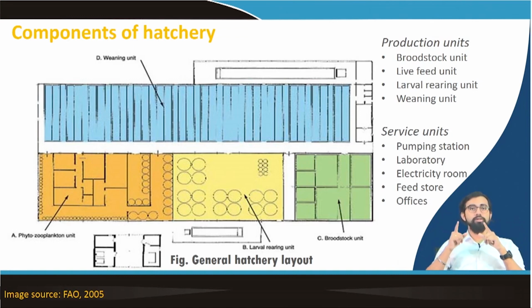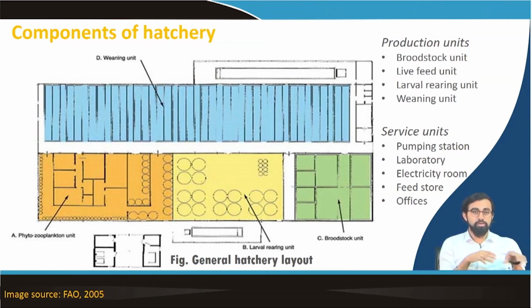What are the service units that it requires in a hatchery? First of all, the pumping station, which will take the water. If seawater is necessary, it will take the seawater from the nearest seawater station, and from there take it to your farm. You have to have a proper laboratory. It can be any size. If you can see this long panel on the very top or in the right side, there will be like a door there. You can have a small laboratory, or you can have it outside also.